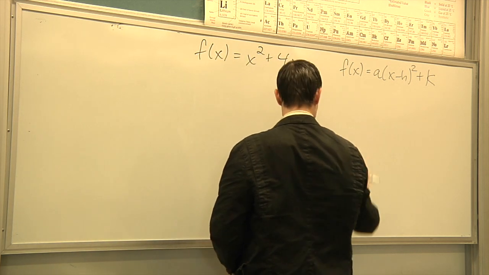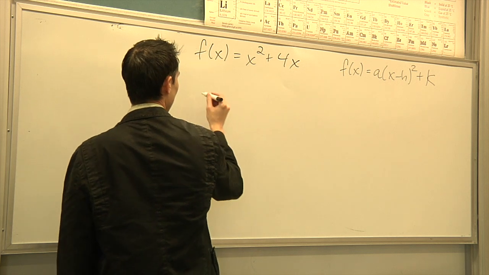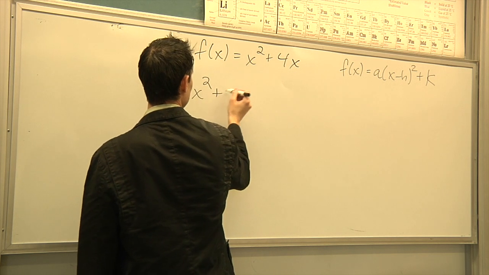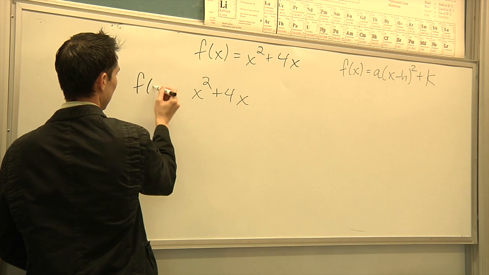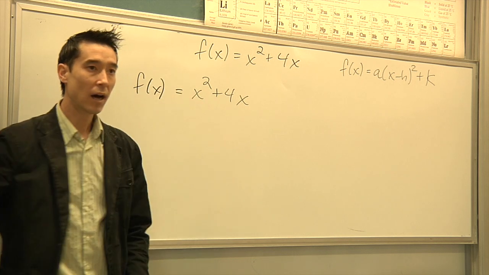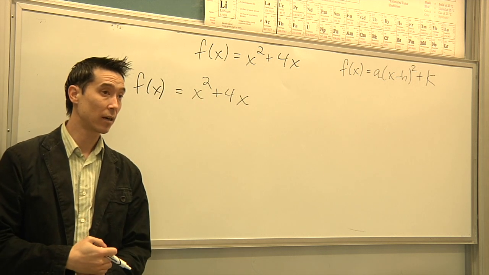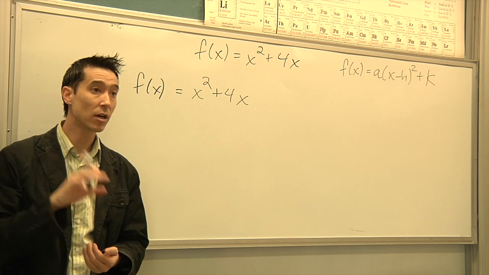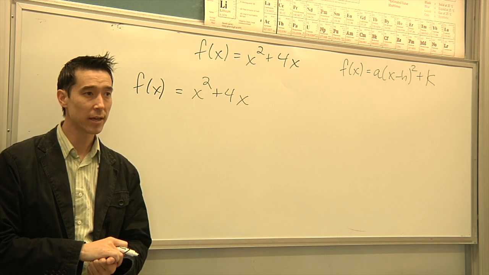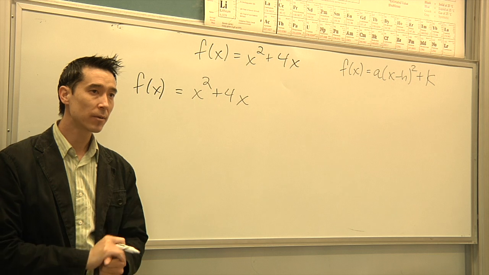Well, here's what I do. I have x squared plus 4x. I'm going to need to complete the square here, okay? But completing the square on a parabola is a little bit different than when you're solving an equation, all right? And I'll show you that difference right now. What's the first step in completing the square?